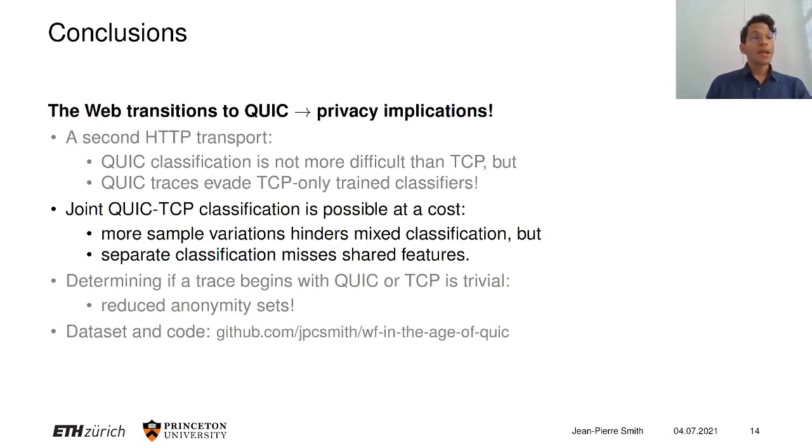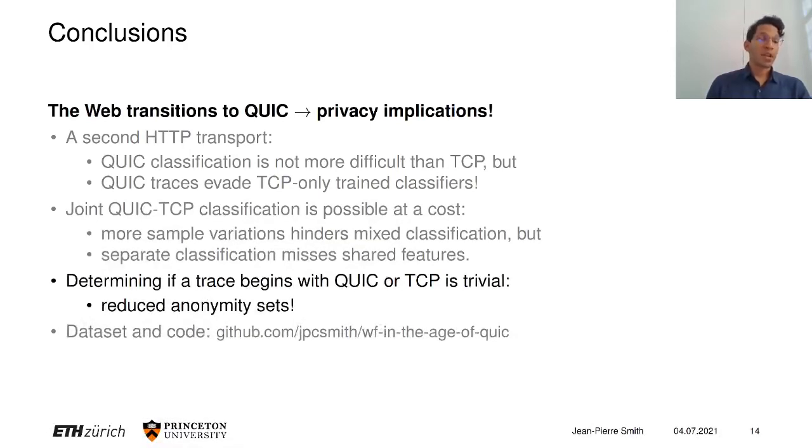And finally, determining if a trace begins with QUIC or TCP is trivial. And this can have an impact of reducing the anonymity set when the adversary is performing his classification. For example, if the adversary sees the web page is being loaded with QUIC, he can already rule out any TCP-only web pages from his predictions.